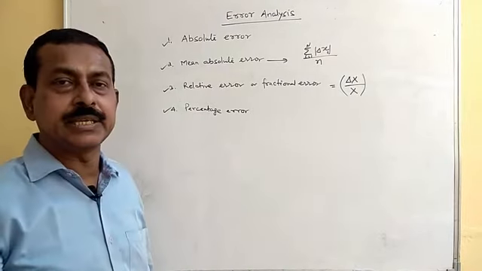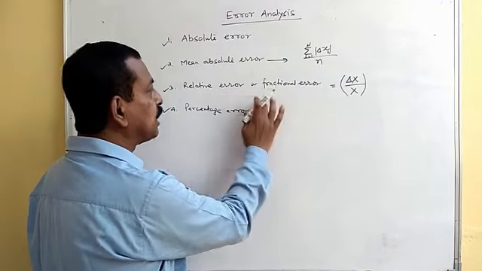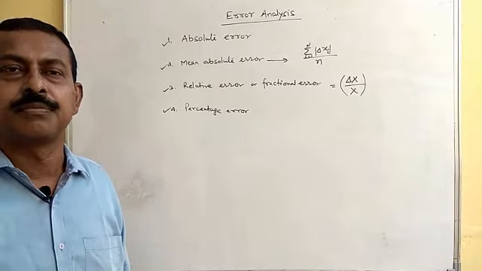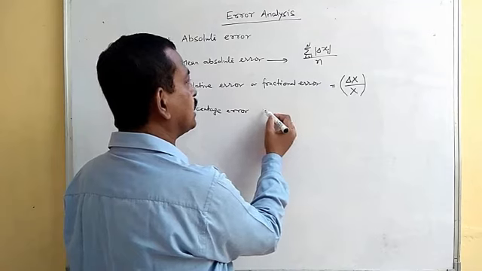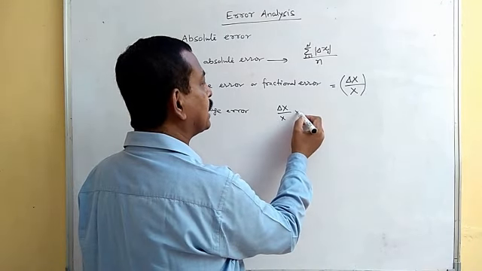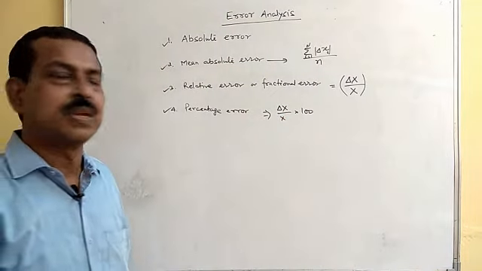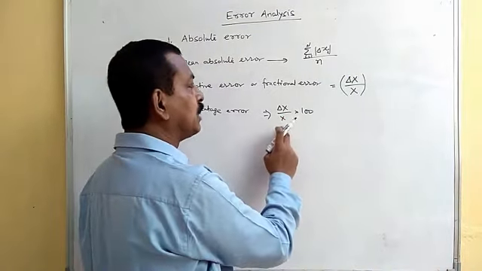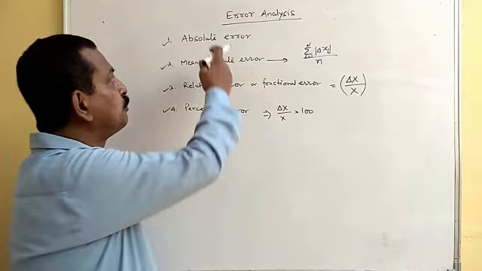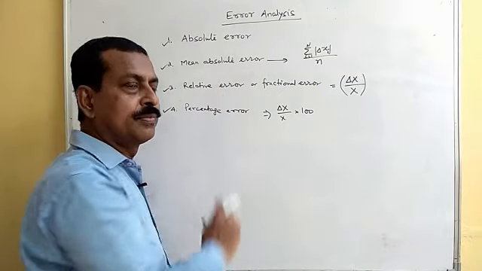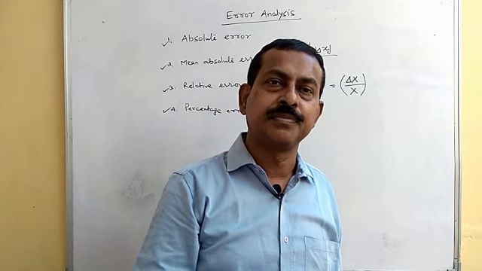Whereas the percentage error is the relative error expressed in percentage. Relative error or fractional error expressed in percentage, that is your percentage error. That means we can write delta x by x into 100. This is the percentage error. So percentage error in x will be delta x by x into 100. So these are the different types of errors which we use to represent error in any measurement.